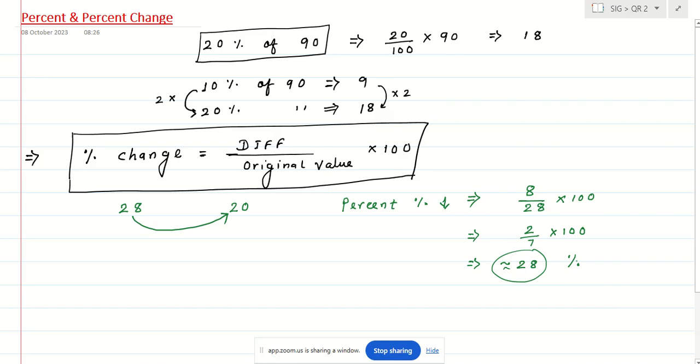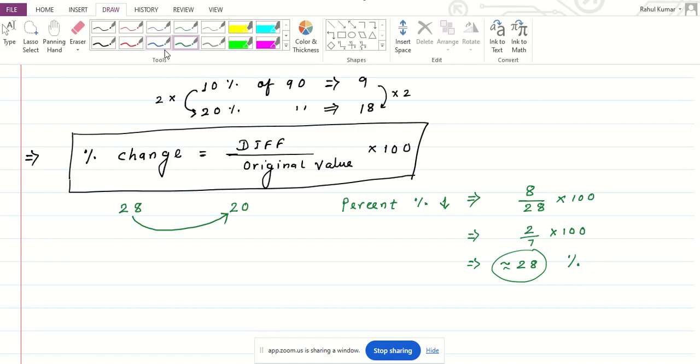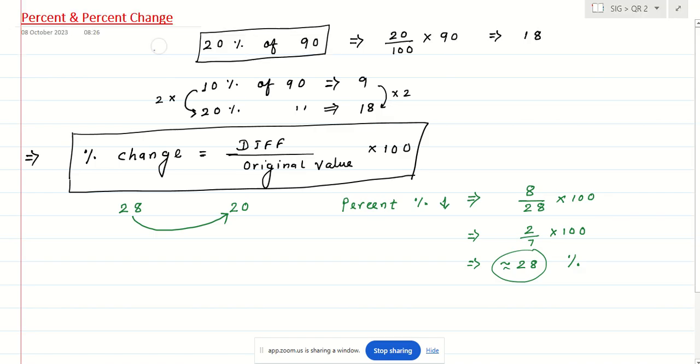Correct? So this is the one expression that we must know before going for the GRE paper, the GRE questions in percentage. Now I'll give you one more example, so that you will get a clear idea about this. This is the first example. Let's take one more example.